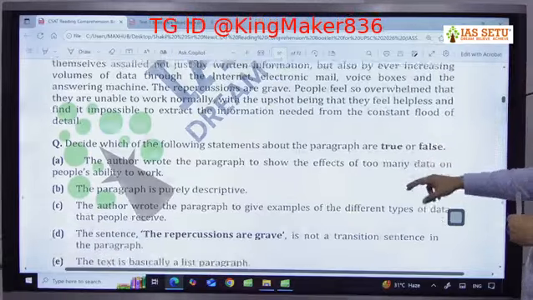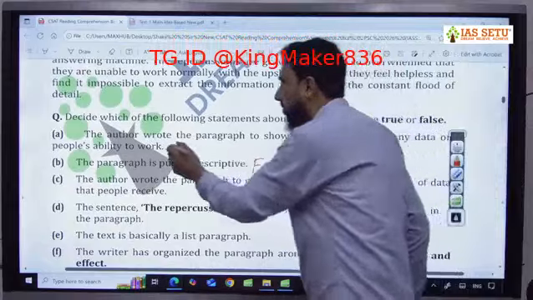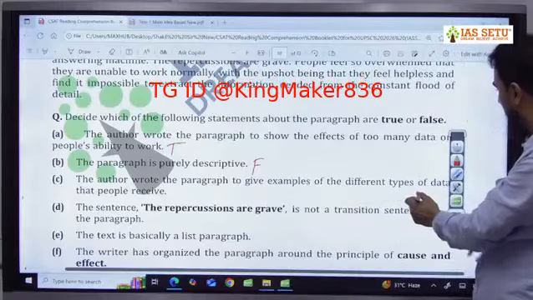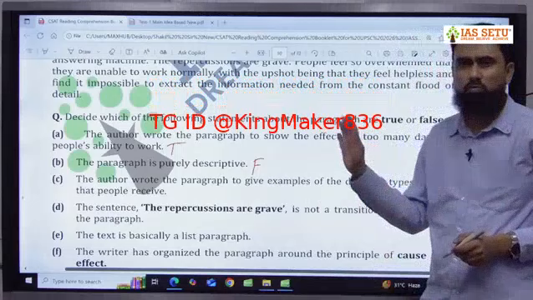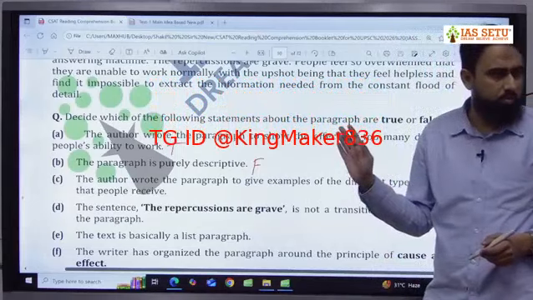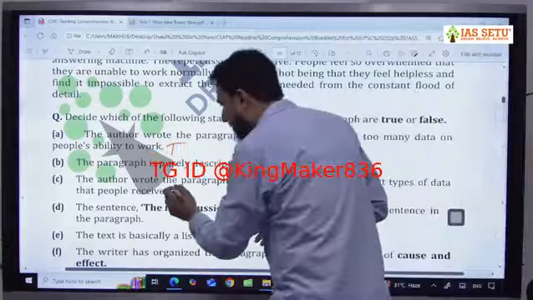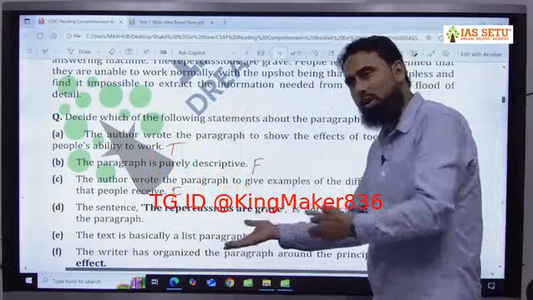So it's not descriptive. This is false. This was true. C says the author wrote the para to give examples of the different types of data that people really know. False. It is not the entire purpose. The different data, different examples are given, but effect is left out, so false. Very good. अब जिसके लिए सारा डिस्कशन किया मैंने वो है डी में.